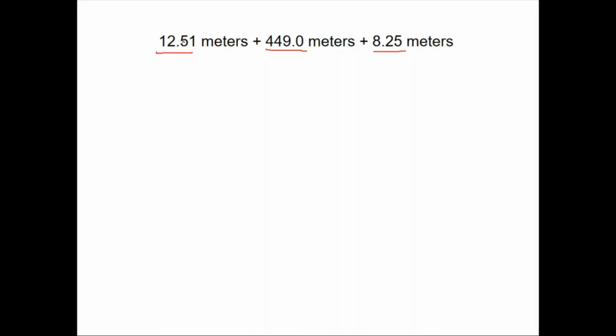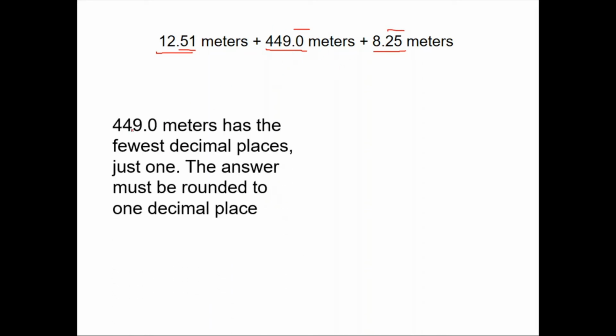How many decimal places do we have here? 2 decimal places here. Here we have only 1 decimal place, and here we have 2 decimal places. This one includes the least decimal places. So 449.0 meters has the fewest decimal places, just 1. The answer must be rounded to 1 decimal place.